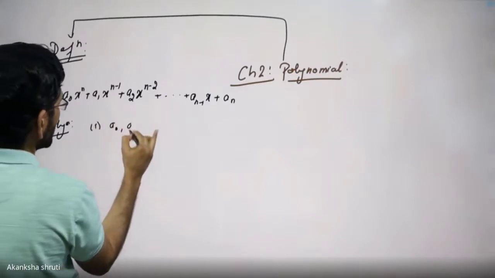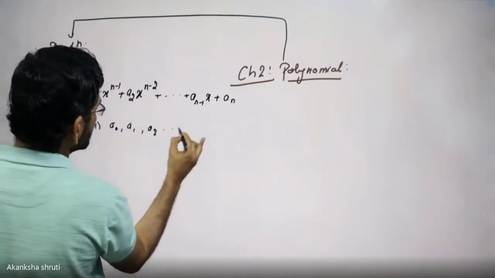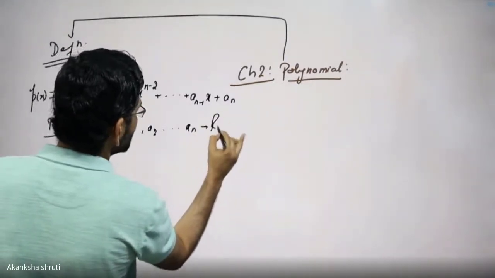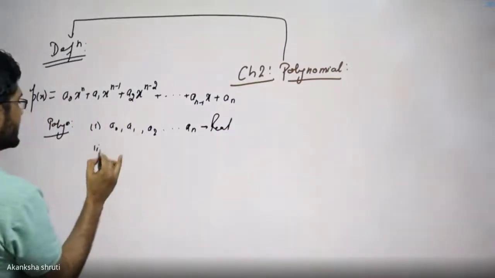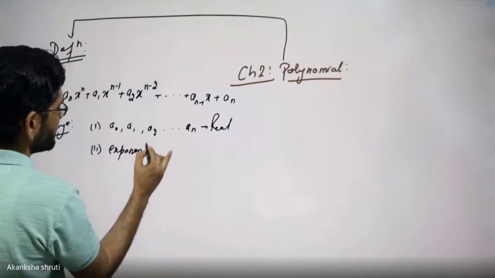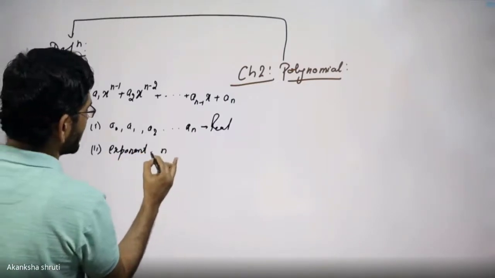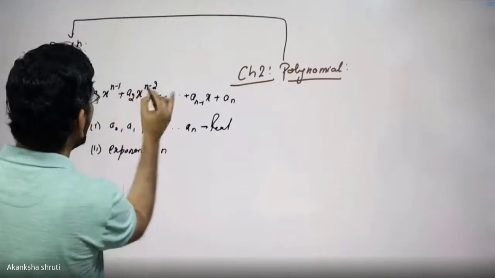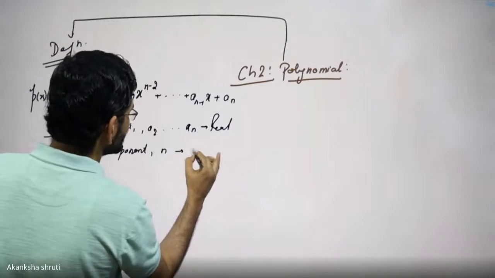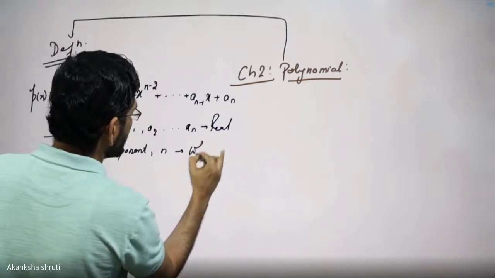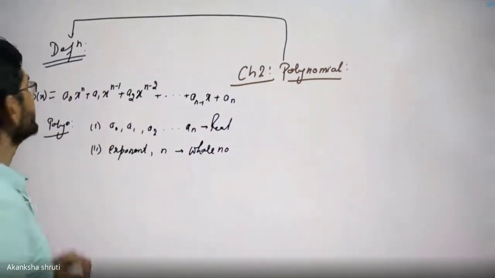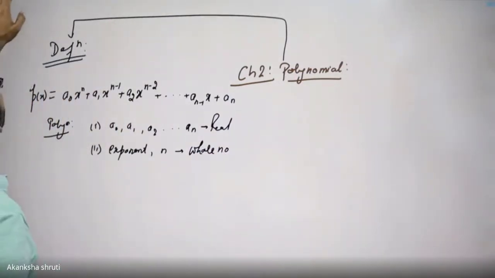This a0, a1, a2, all these are the coefficients, the constant terms. These must be real. And the second condition is that all the exponents, the powers, this n or n minus 1, must be integers, rather whole numbers. It cannot be any negative number or any fraction. Students, we can see with a few examples.